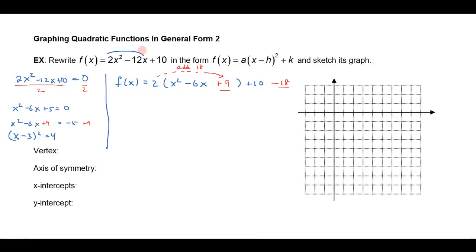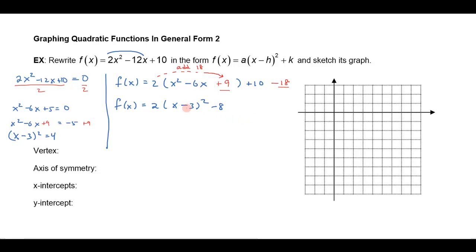So what you should be able to do at every stage of this process is multiply it out and have it equal what you started with. So let's just check. I got 2x squared, that's right here. I got a negative 12x, that's right here. I got a plus 18 and a minus 18, so that cancels out. And then my plus 10 is right there. So now I can simply write f of x is 2 times the perfect square x minus 3 squared, and 10 minus 18 is a negative 8, and there I have it in my vertex form.